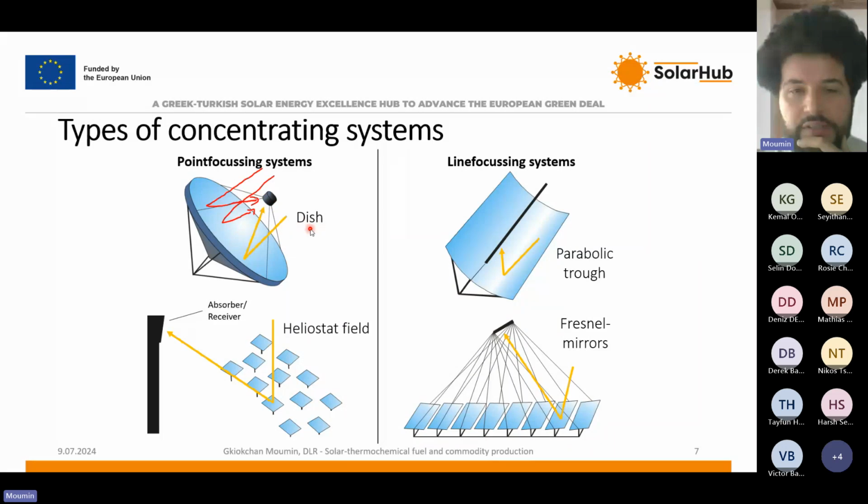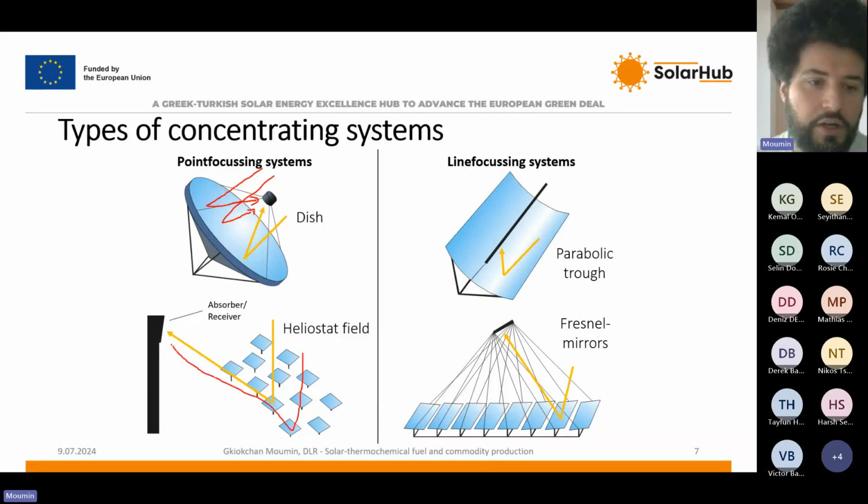The dish is therefore the ideal, or gets as close as possible to the ideal concentrator, while a solar tower with a heliostat field, indicated here, is basically an approximation of this, because you can very hardly scale up such a dish system. But with a heliostat field, as I've shown before, you can have huge fields with very big towers. And there, again, you focus the sunlight on the absorber here and can use the energy.